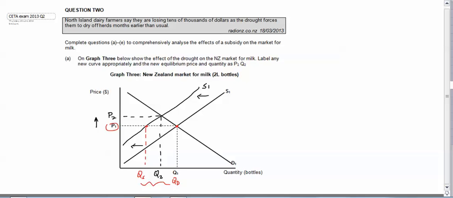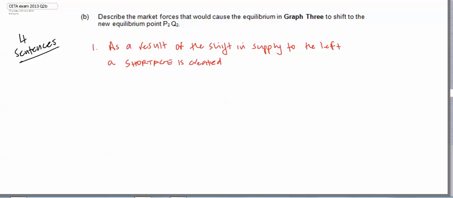Now, when a shortage is created, what forces come into play to force the market price higher? Well, generally in a shortage situation, you'll find your consumers, the people on the demand curve, they want this product, so they start to bid up the price of whatever the product does. In this case, it's milk. So consumers will bid up the price. So the second point is consumers begin to bid up the price.